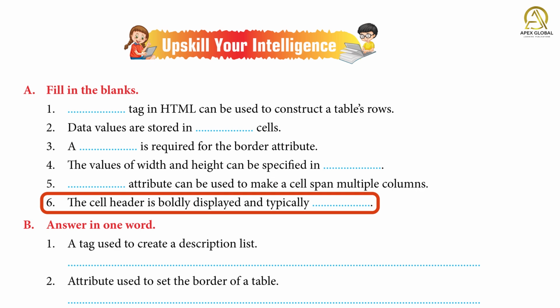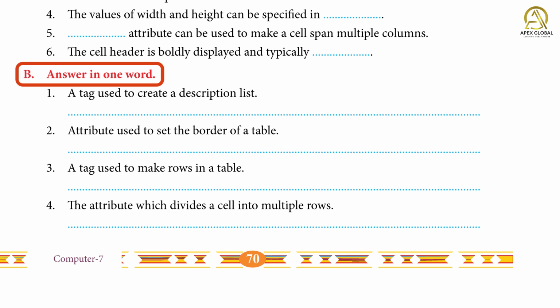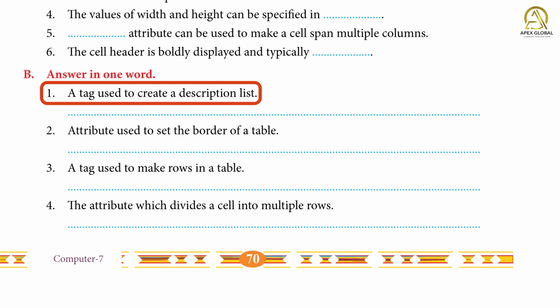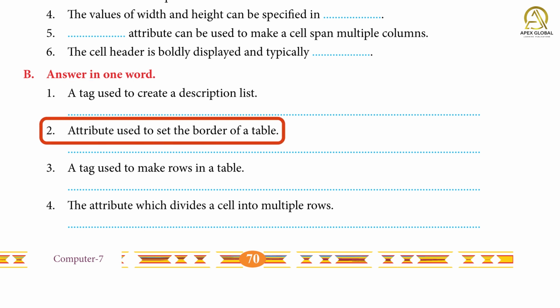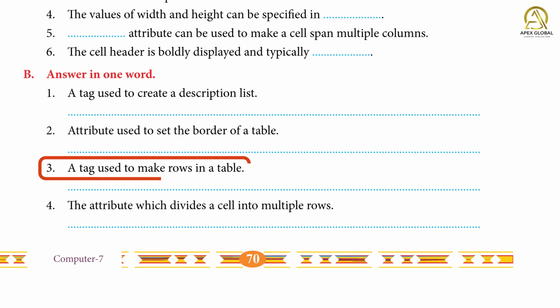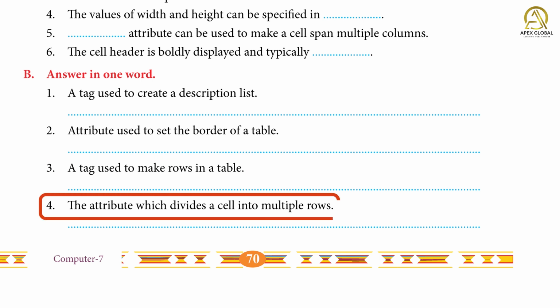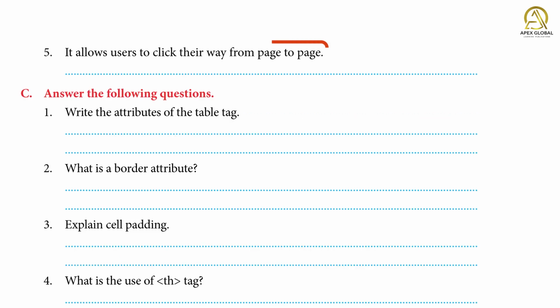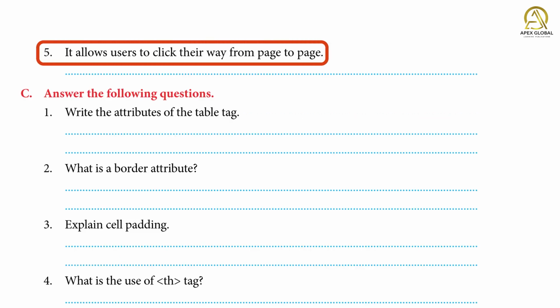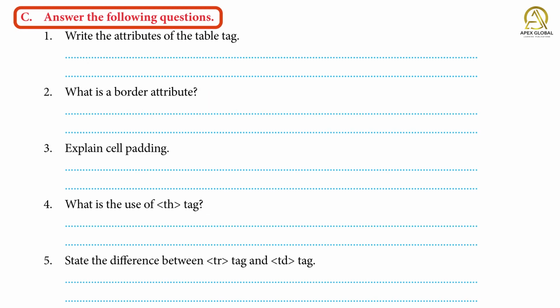6. The cell header is boldly displayed and typically dash. Answer: centered. B. Answer in one word. 1. A tag used to create a description list. Answer: DL tag. 2. Attribute used to set the border of a table. Answer: the table tag's border attribute. 3. A tag used to make rows in a table. Answer: TR tag. 4. The attribute which divides a cell into multiple rows. Answer: rowspan. 5. It allows users to click their way from page to page. Answer: link.